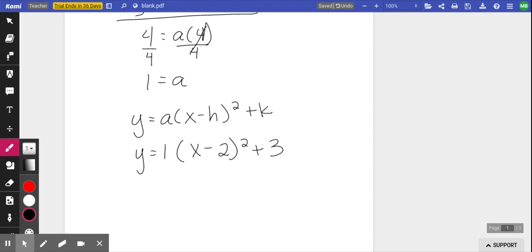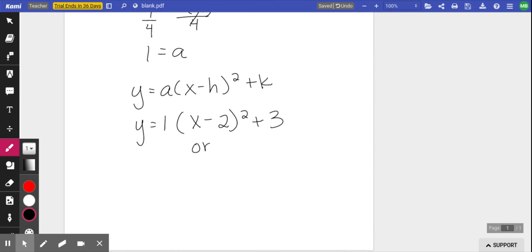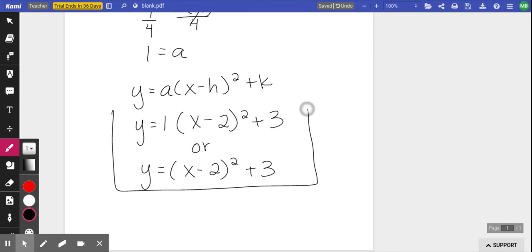You'll know that a 1 in front of parentheses, anything times 1 is just itself. So technically it's not necessary. You could also write this as y equals (x minus 2) squared plus 3. So here is our quadratic equation using vertex (2, 3) and the ordered pair (0, 7).